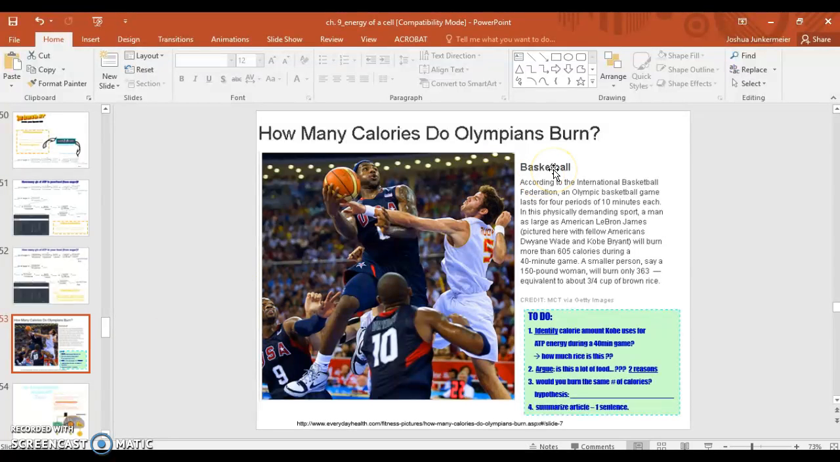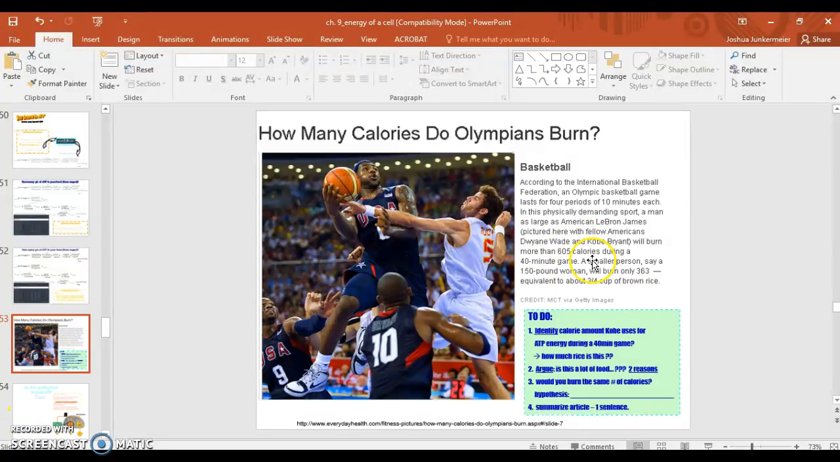Let's bring it back home, like athletes. They're burning calories all the time. Calories is a way to measure how much energy is in food. Well, this is a small paragraph talking about how many calories some basketball players like Kobe Bryant or LeBron James burn in a typical game. So these questions walk you through identifying how many calories are burned.